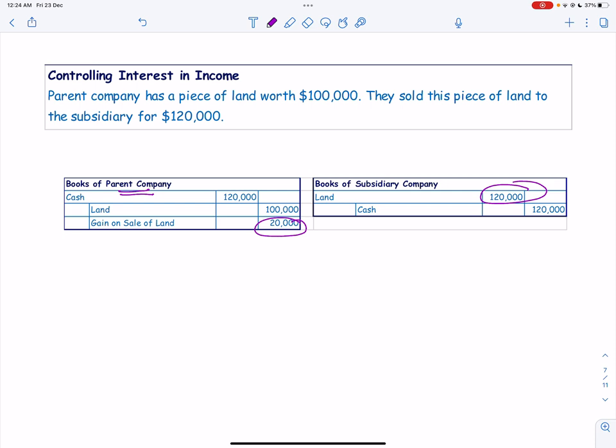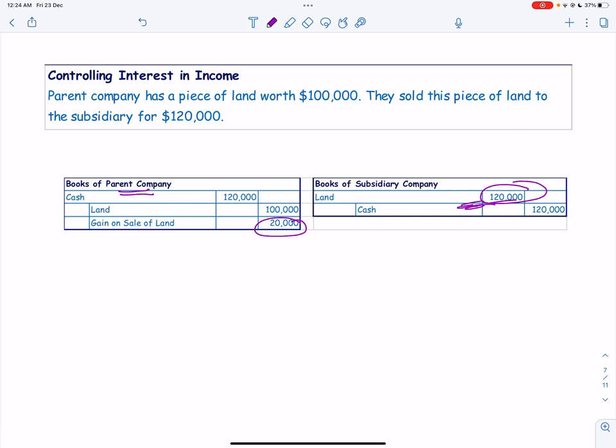From an accounting perspective, two problems need to be resolved. First, the gain of 20,000 in the books of the parent company should be eliminated. Second, land is owned by both the parent company and the subsidiary, and the subsidiary in its books has recorded land for an additional 20,000 in the land cost.